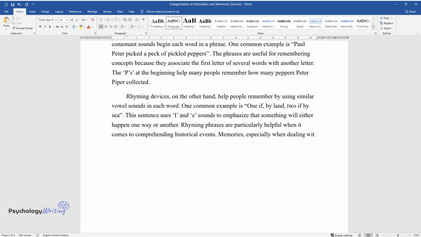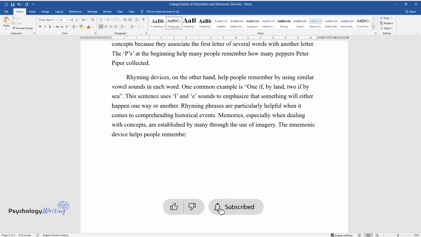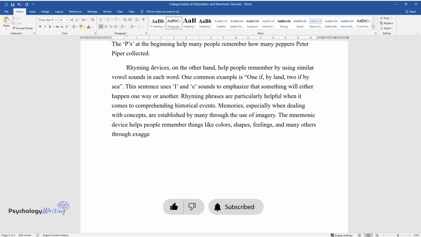Memories, especially when dealing with concepts, are established by many through the use of imagery. The mnemonic device helps people remember things like colors, shapes, feelings, and many others through exaggerated senses.